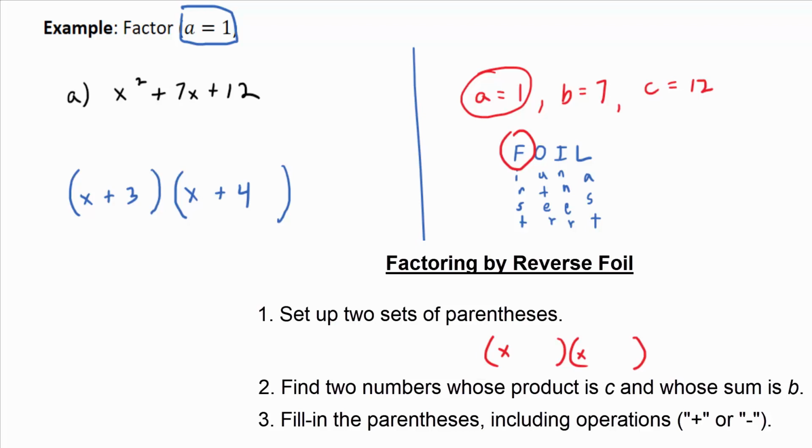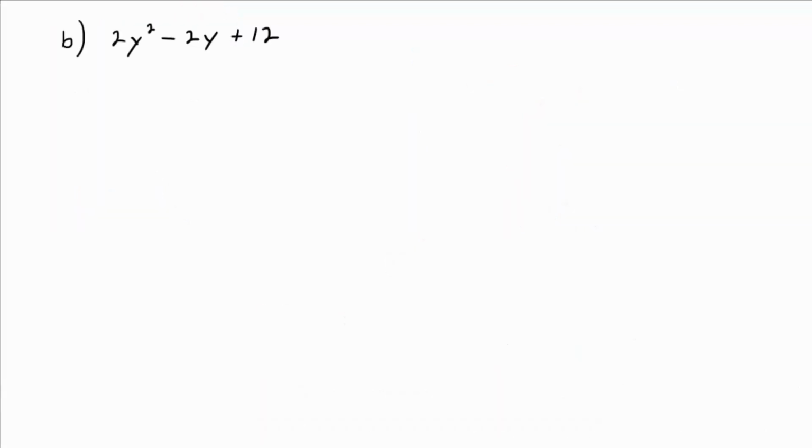Okay, so go back and look at what we just did. X squared plus 7x plus 12. We set up the two parentheses. First terms, we got x and x, and then we found two numbers whose product is equal to c equals 12 in this case, and whose sum is equal to 7. In part B, 2y squared minus 2y plus 12, you look at that and you say, oh, what's a equal to in this case?